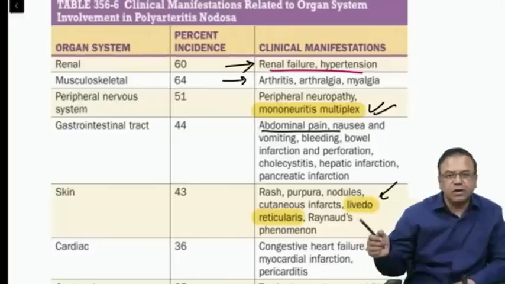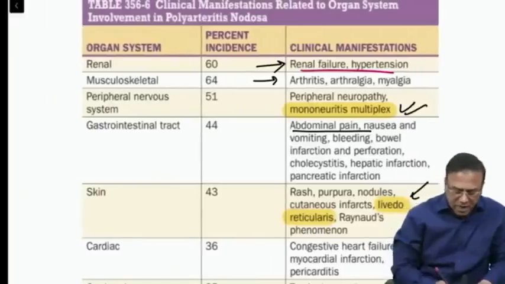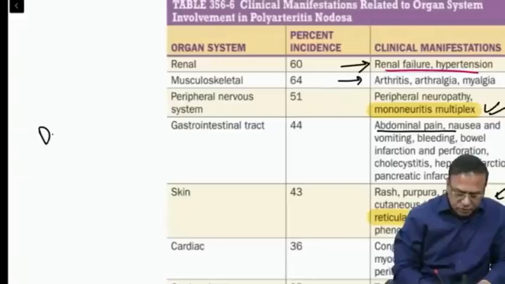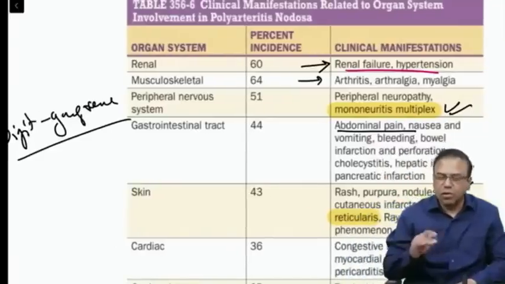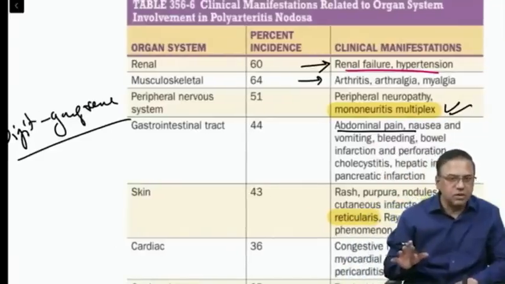Classically it is livedo reticularis. And after all this, gangrene of the digits, finger gangrene, very classical in polyarteritis nodosa. Okay, gangrene of the digits. What is not involved? No lung manifestation, no pulmonary manifestation in polyarteritis nodosa.